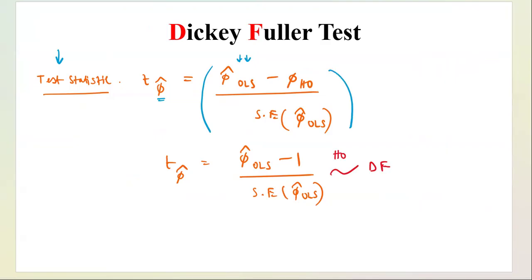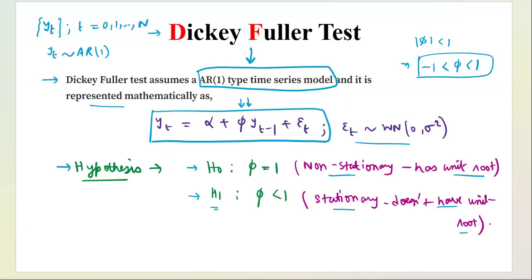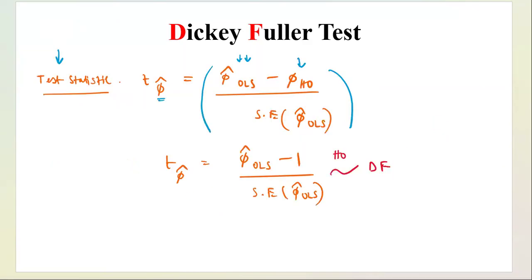First, write the estimated value of phi that you get from any method. It can be from the OLS method, it can be using the method of moments, or any which way you can find that out, minus the phi value in H naught. So what is the phi value in H naught? The phi value in H naught is 1. This is divided by the standard error of phi cap OLS, right?